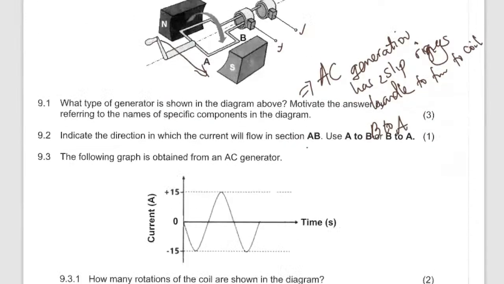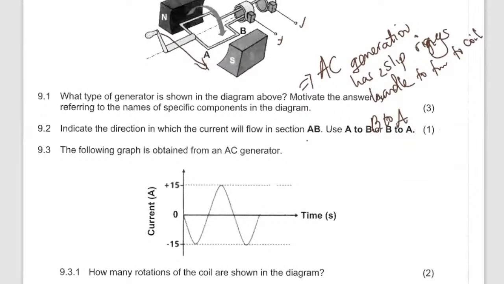And 9.3, the following graph was obtained from the generator. How many rotations are we having? From here up to here, that's one rotation, the trough and then the crest. And then this is a half. So we can say that it is 1.5 rotations, or 1.5 times.